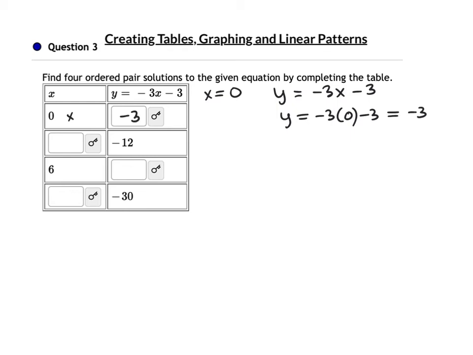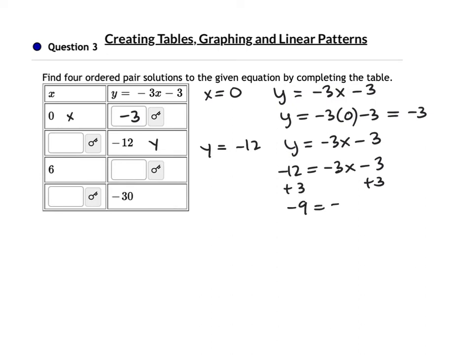In the next one, they give us y. They tell us that y is negative 12. So we'll take our equation, y equal negative 3x minus 3, and we'll put in negative 12 for y, and we'll solve. So we add 3 to both sides. We're getting x by itself. That's negative 9 equals negative 3x. Divide by negative 3, and I see that x is 3.